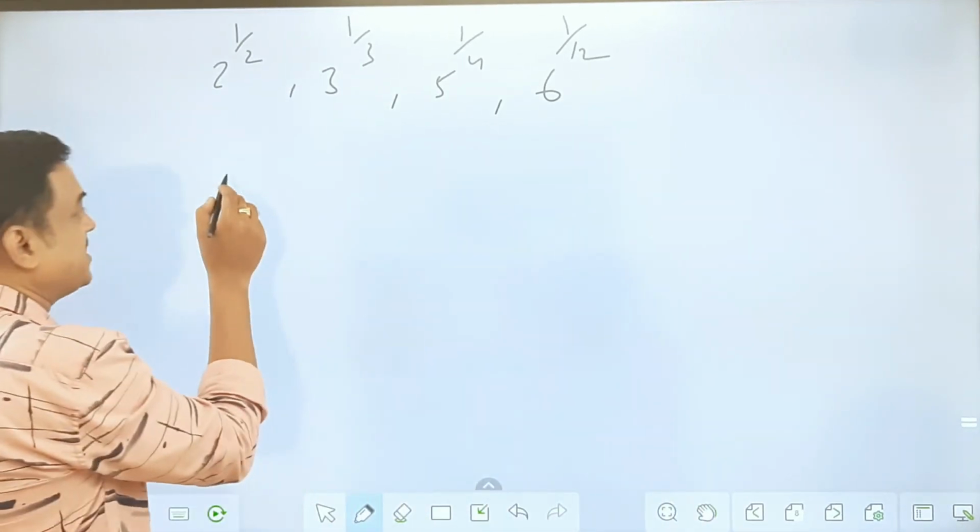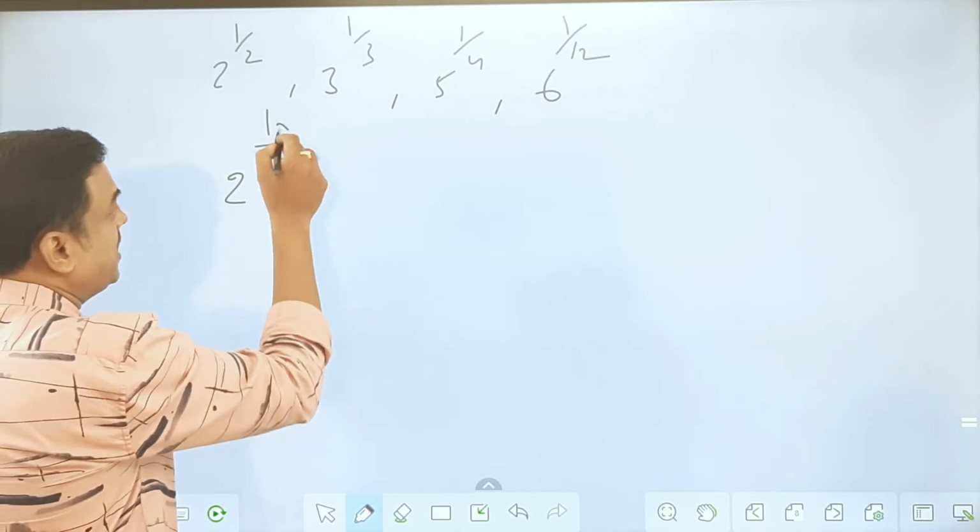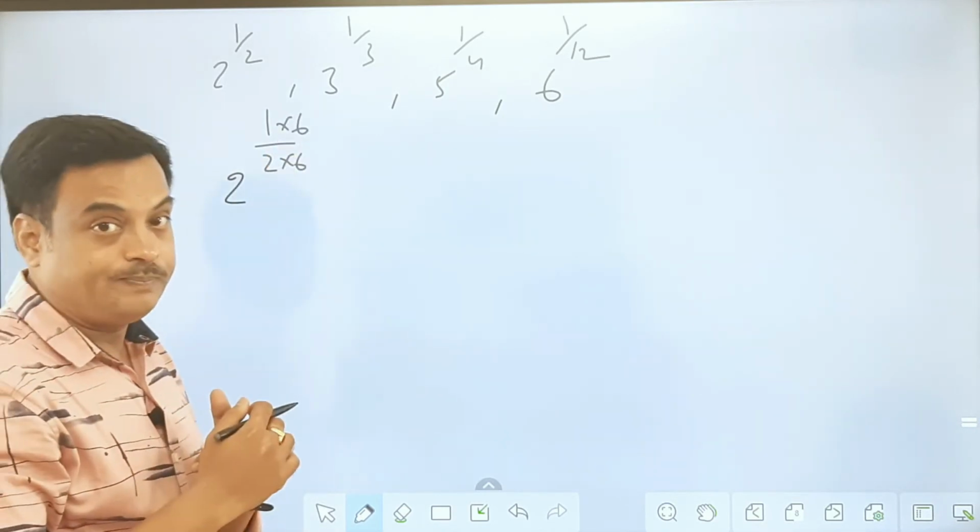So what I do, the next step, 2 to the power of 1 by 2 is what we have. Can I multiply by 6 so that the denominator is 12?